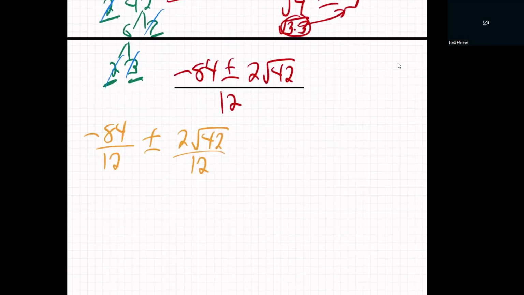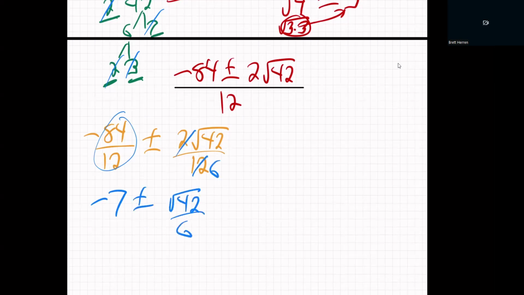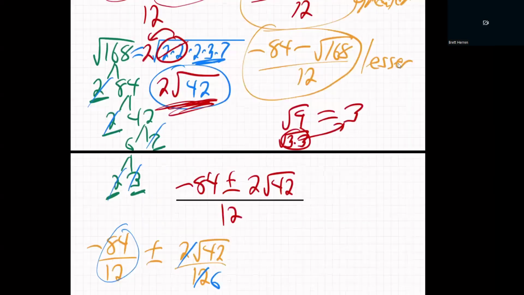And then, that's just minus 7, right? That's just 70 and 48. Yeah. Plus or minus, then 2 goes into 12 six times, root 42 over 6. I think that's what they said, right? Minus 7 plus minus root 42 over 6.